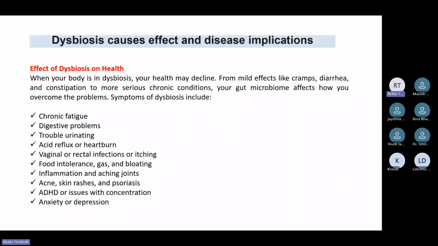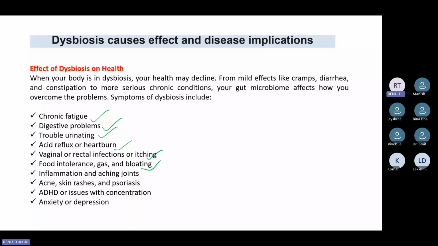Now these are again the symptoms: if you have impaired gut microbiome composition, or dysbiosis, what will be the long-term or short-term effects on your health? Your body may have chronic fatigue, digestive problems, trouble urinating or painful urination, acid reflux or heartburn, vaginal or rectal infections or itching, and food intolerance. You will not be able to digest even a simple food in your meal. Every time you will feel bloated, and have acidity, gas-related issues, inflammation.